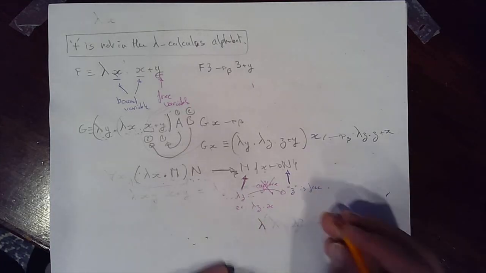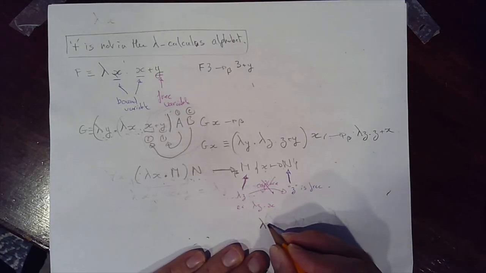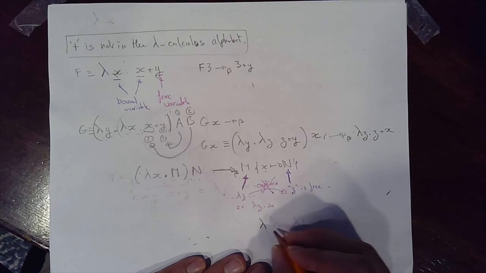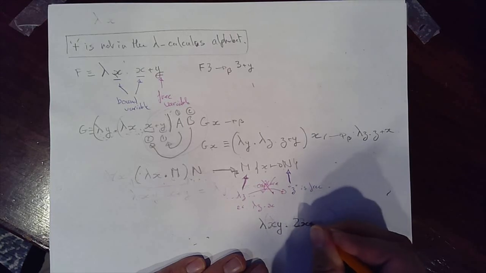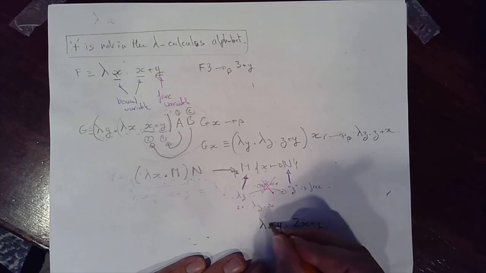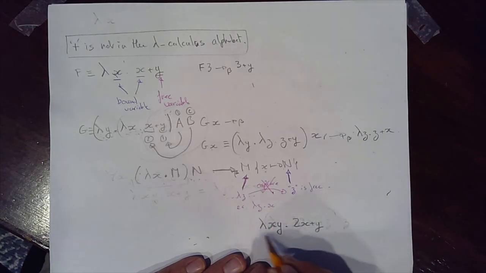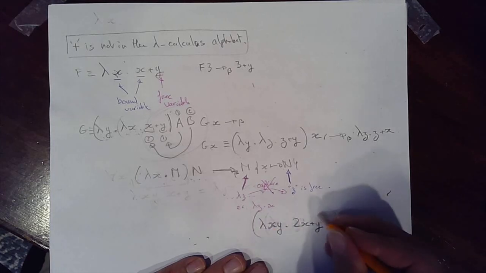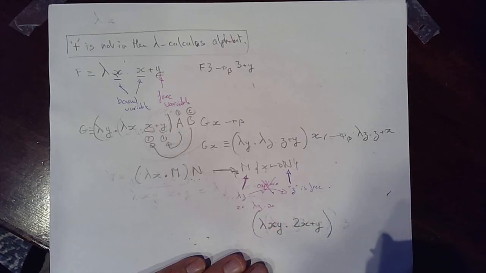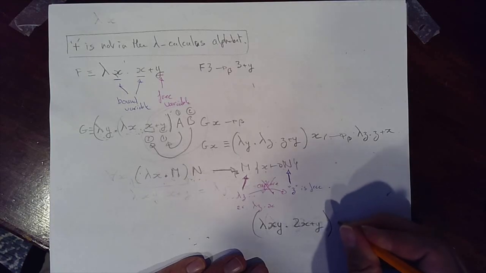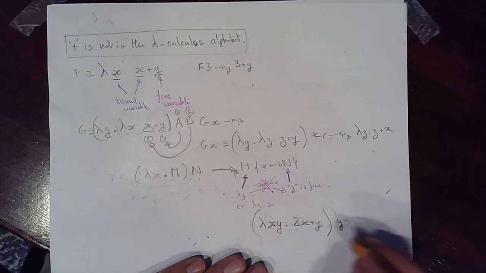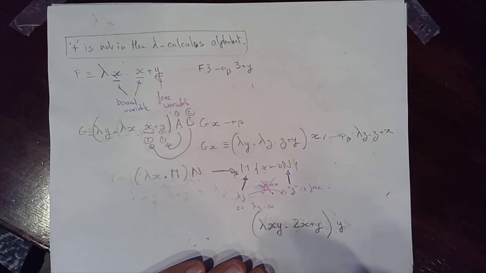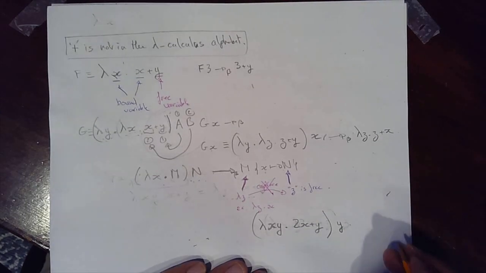Okay, so let's take an example just to illustrate that. Lambda x y of 2x plus y, right? Lambda x y is really lambda x dot lambda y, right? And I'm applying this to the variable y, okay? As a free variable, right? It doesn't have any value, it's just a free variable. You can think of it as being 1, 2, 3.